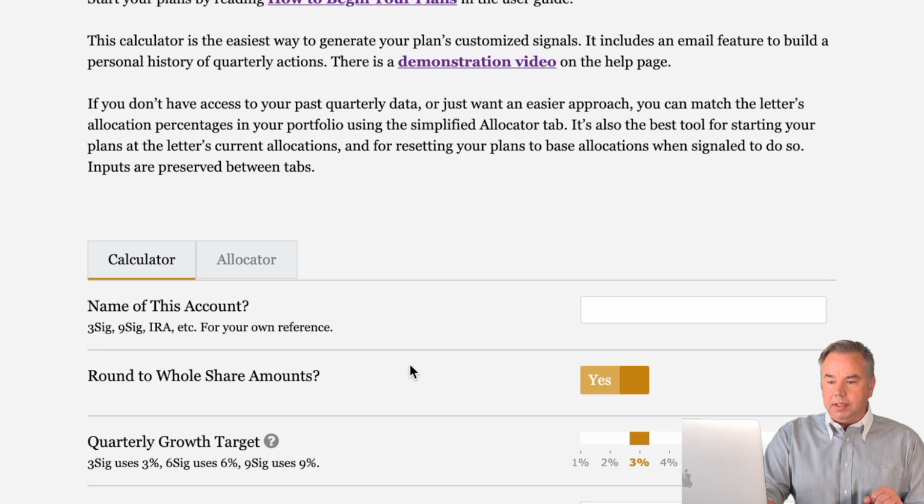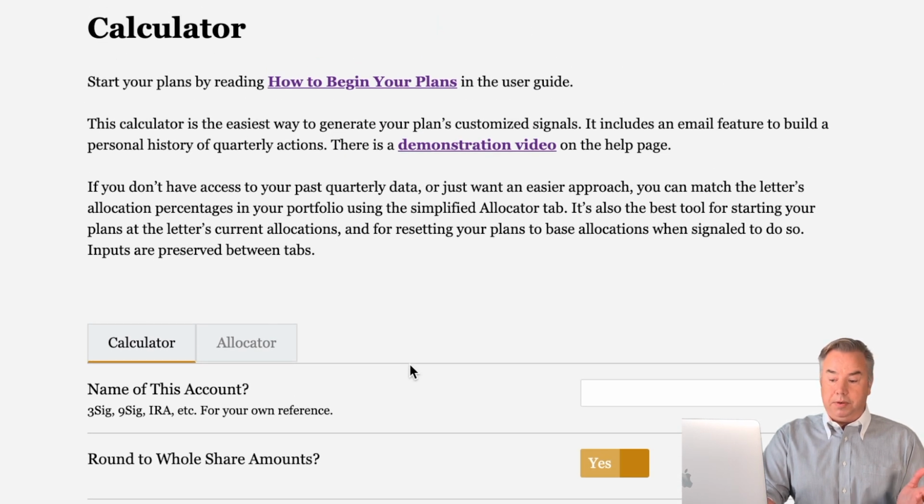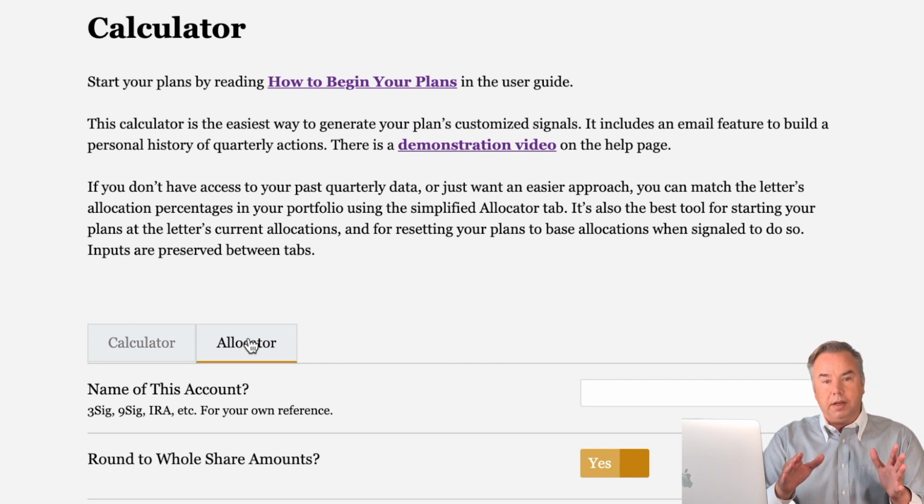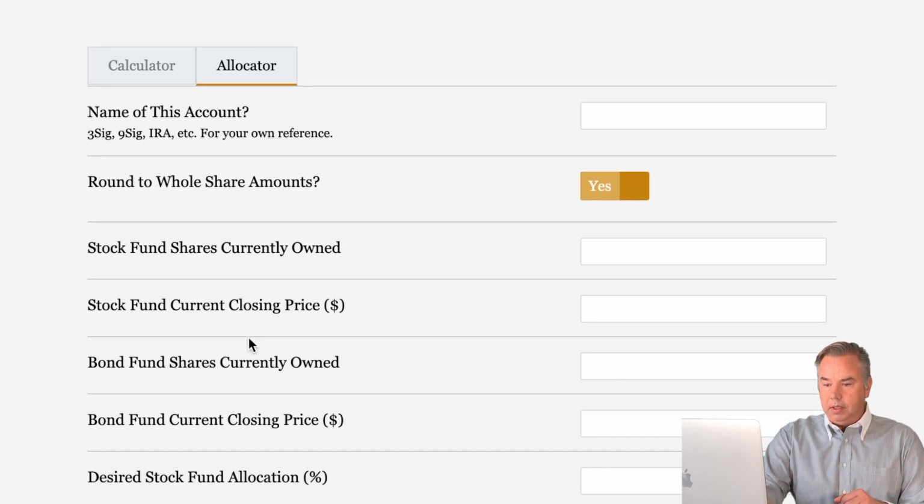But I've discovered over the years that people like a simpler approach, and the Allocator is the way to do that, because after all of the calculator inputs and calculations are taken into account, we end up with a disposition, an allocation. What percentage of our plan is in stocks, what percentage is in bonds. That's the allocation, and this allocator will sync your plans to the letter's current allocations.